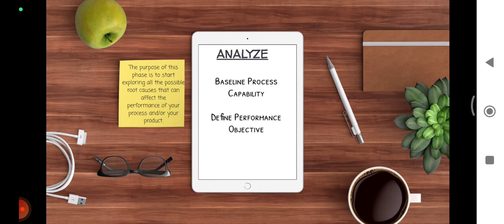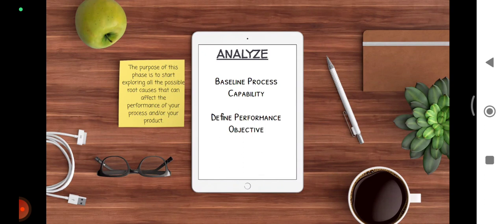And then what exactly would you like to achieve? And then you can say, we want to reduce our defects from 500,000 only to 2 defects per million opportunities. Okay, that is your performance objective. And then now we are going to look at what are the reasons, what is causing this difference between the current process capability of, for example, 500,000 defects and 2 defects.